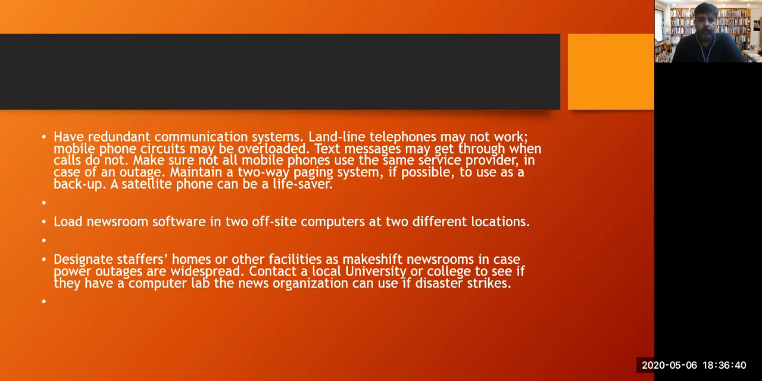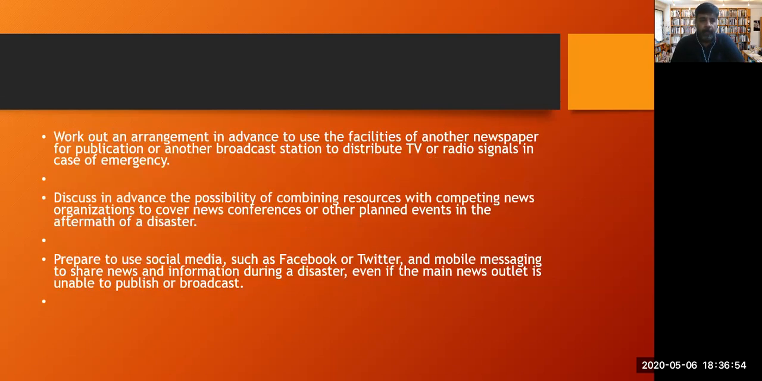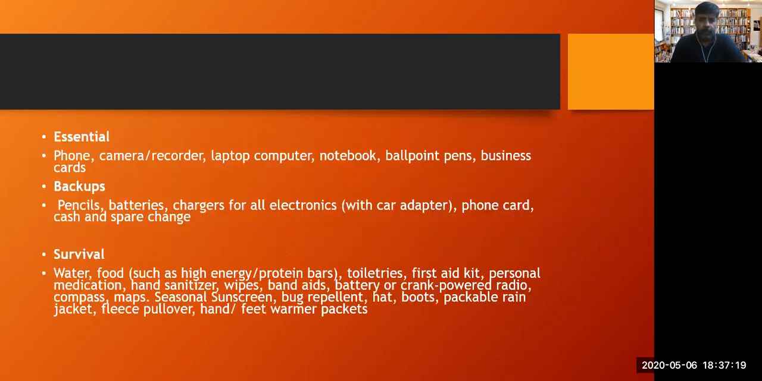Load newsroom software on two different offsite computers at two different locations. Designate staffers' homes or other facilities as a makeshift newsroom in case of a widespread power outage. That means you need to have a backup plan for your power shortage as well. Prepare to use social media such as Facebook, Twitter, and mobile messaging to share news and information during a disaster, even if the main news outlet is unable to publish or broadcast. Discuss in advance the possibility of combining sources with competing news organizations to cover news conferences or planned events in the aftermath of a disaster.